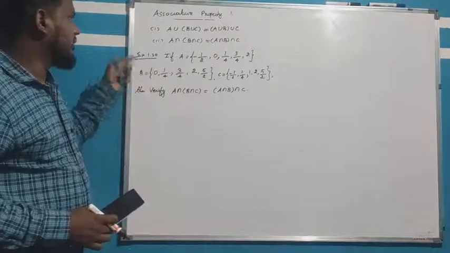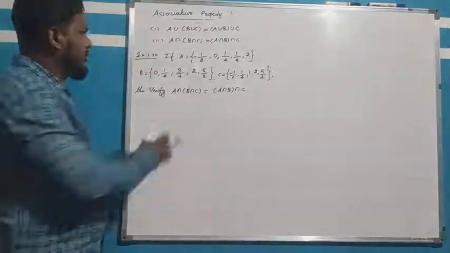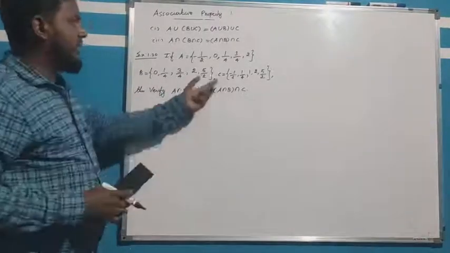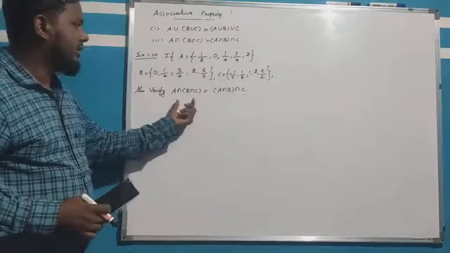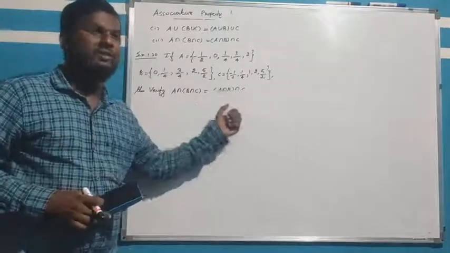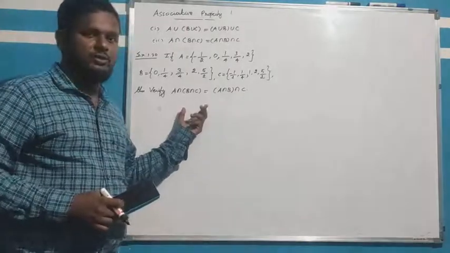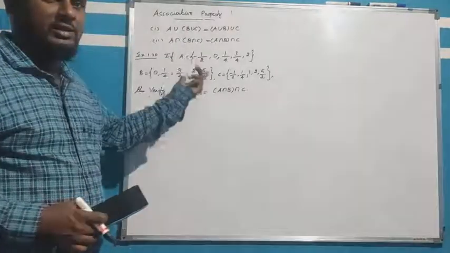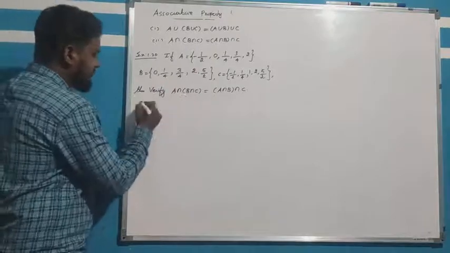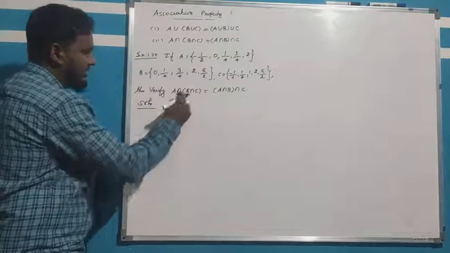So, example 1.20: one question is given with sets A, B and C. You have to verify the associative property of intersection. In the same question, you can also find the associative property of union, so you can try that. I am finding the associative property of intersection.